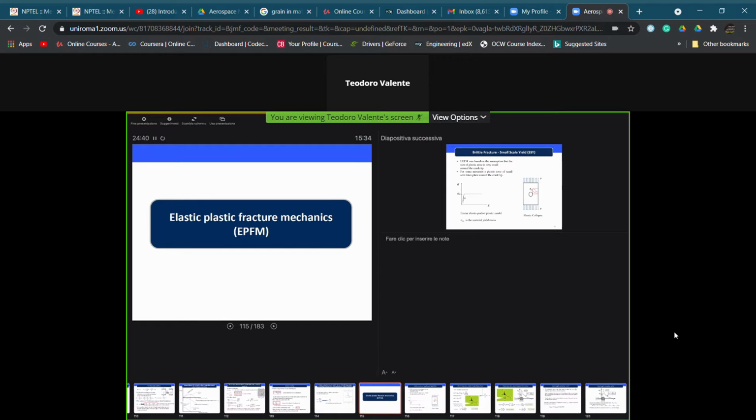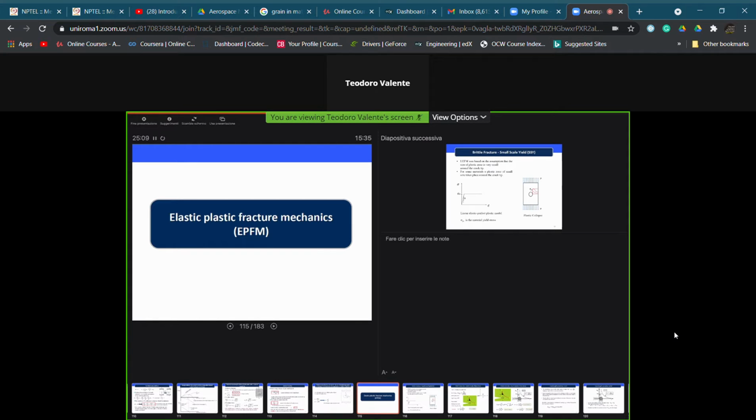Then that's for elastic. What is going to happen in elastoplastic fracture mechanics, for which we have seen the possibility to have a general approach, which is based on the J integral? But the J integral introduces not irrelevant mathematical complications, which can be treated, which can be modeled with advanced modeling tools.